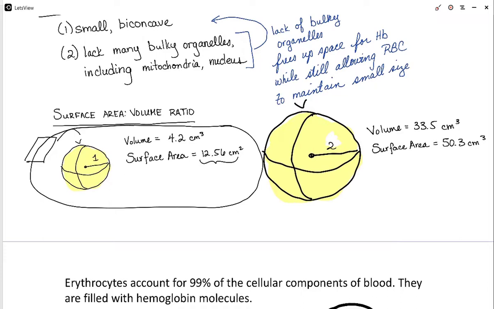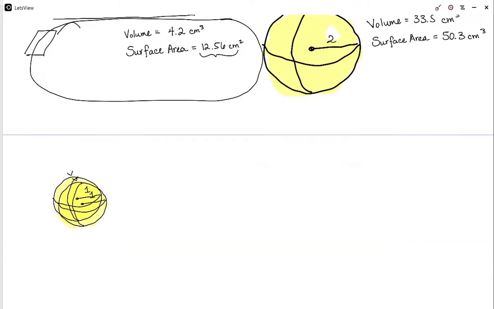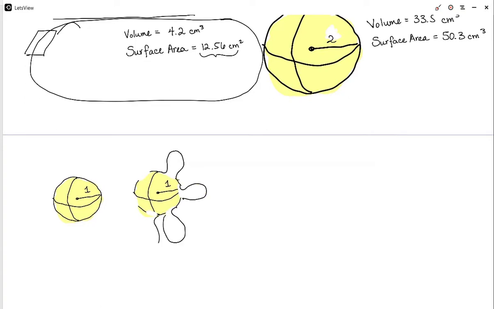Not only that, but we can also take that sphere and imagine it's a cell, and we can start changing what we're doing with that sphere. So consider this idea. I'm going to duplicate that here. This is my sphere. And now I'm going to take this sphere and I'm going to start pulling out some of the cytoplasm so that it now looks like this.